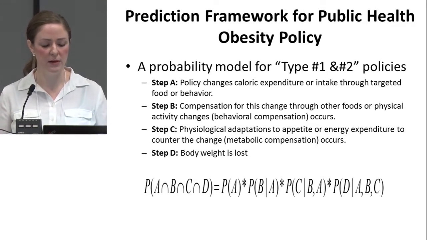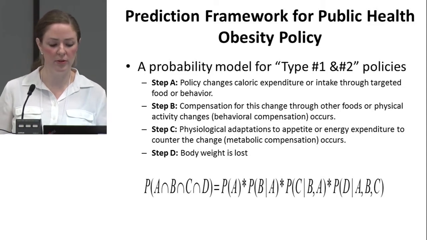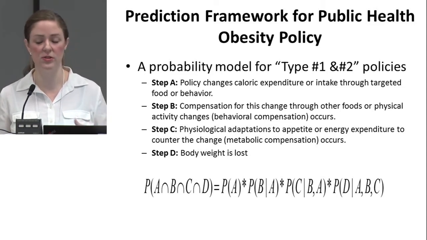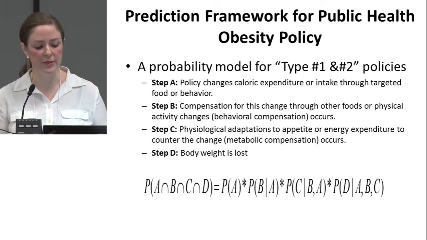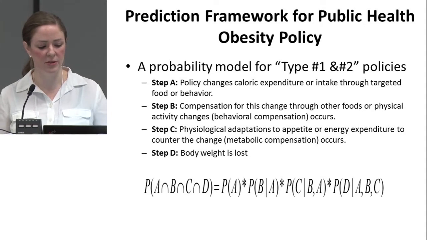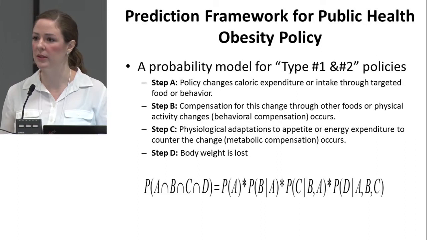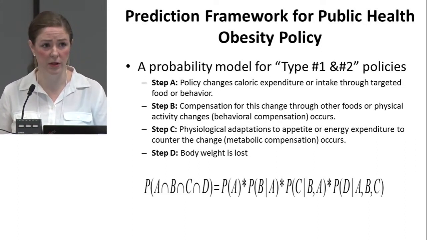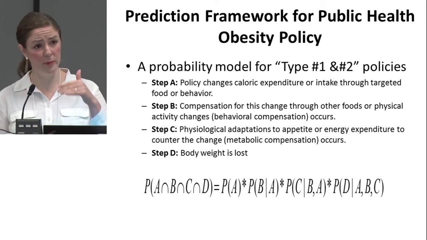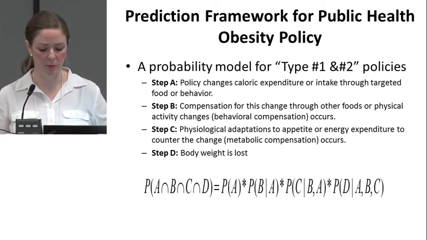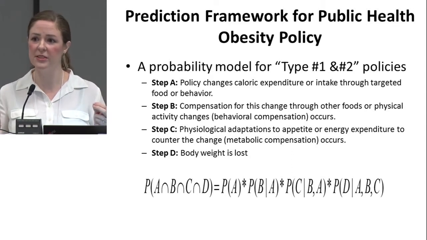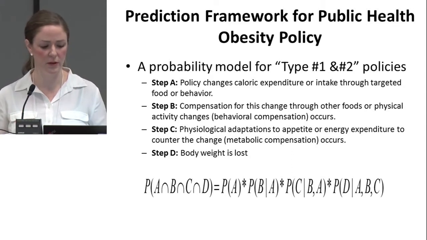But step B would be the probability that there's compensation for this change, through either consuming other foods or other physical activity changes. Next, we would need to account for the probability that there's some physiological adaptation to appetite or energy expenditure to counter those changes. And then finally, we would have the final probability that body weight is lost. So you see, this is really a joint probability model, where the probability of each step is adjusted by the probability of the previous steps.